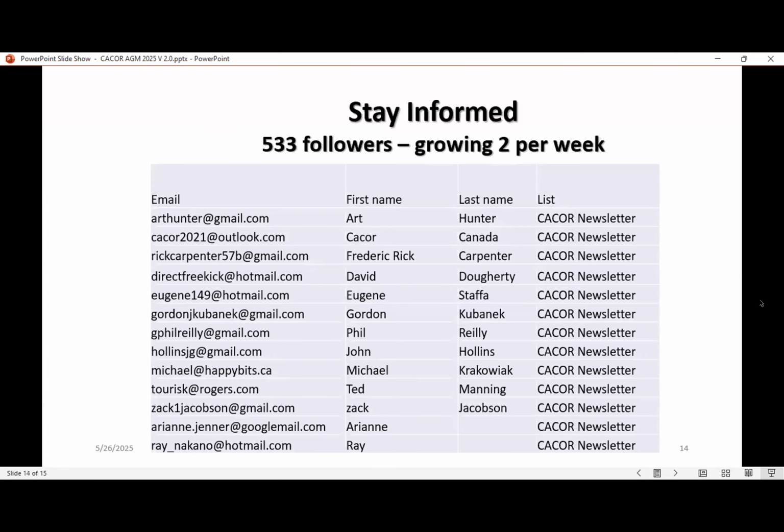And under Stay Informed, followers soon pick up on it, and we have 533 followers, growing at about 2 a week, and you can see the listing that I grabbed and put up here, and you can see these are Cacor members primarily at the top, and the last 2 at the bottom are just a follower. I don't know where they are or where they live, and quite frankly, don't care. But we have 533 of followers like that.